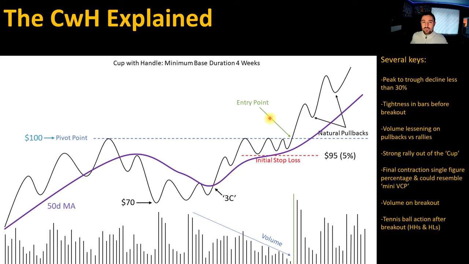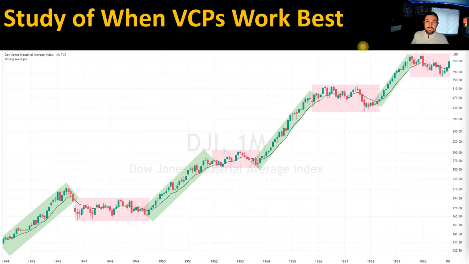On the next slide, we're going to be looking at a study of when VCPs work best. So I'm going to take you through some of my own research for a study of when VCPs work best. There are 3,000 breakouts in the next slide that I'm going to show you. But this is the Dow Jones, and again, it's just showing you the price cycle.